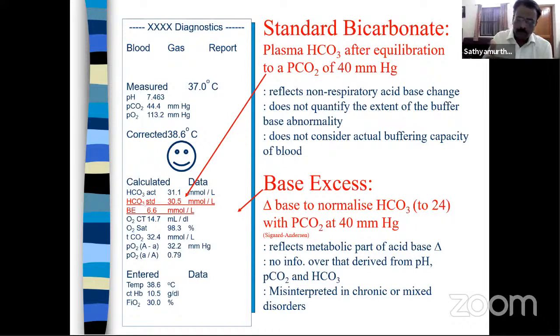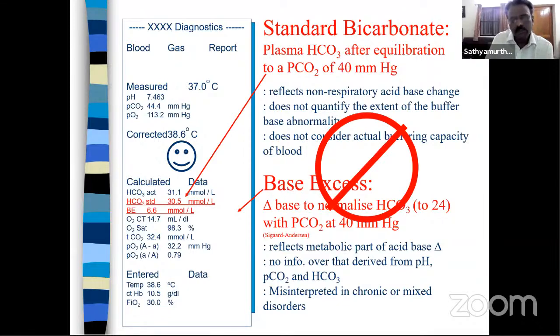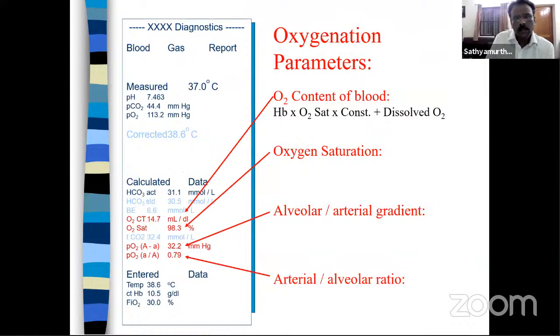But for us, the main thing is we should know when the patient is acidotic or alkalotic. That is enough for us, and this Boston method is enough. So I'll not go into the standard bicarbonate and base excess. Then it's your calculated parameters. It gives you the oxygen content.